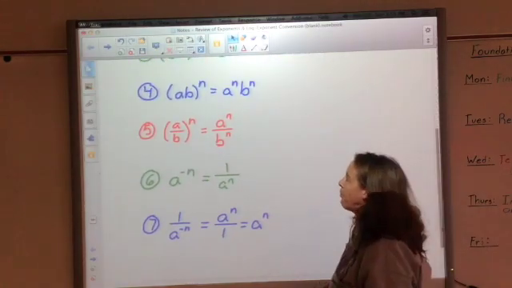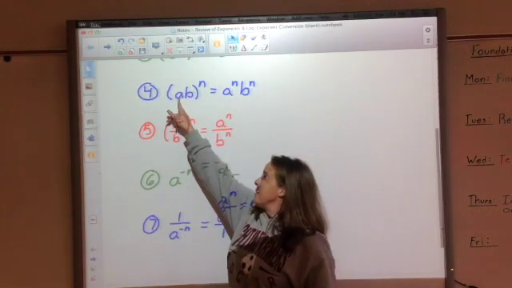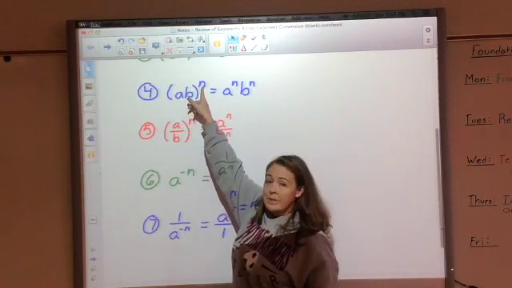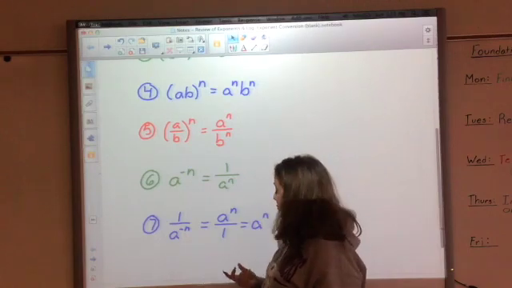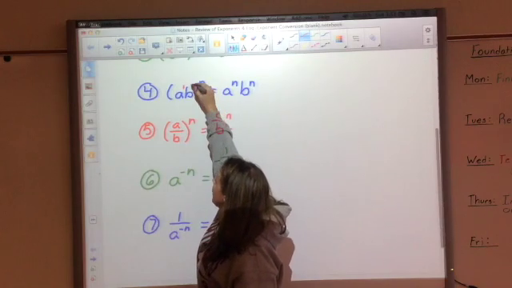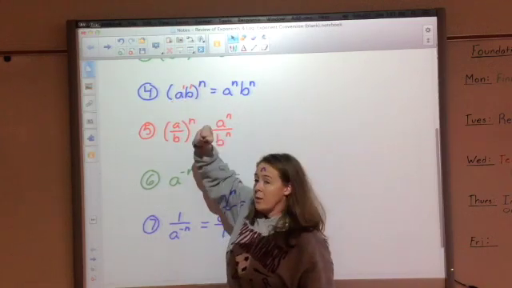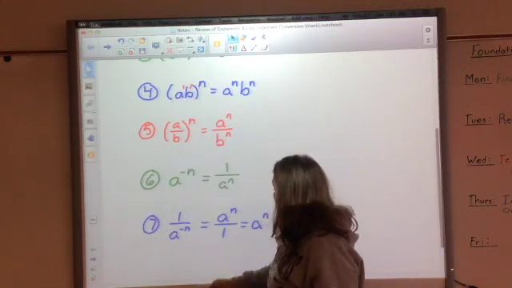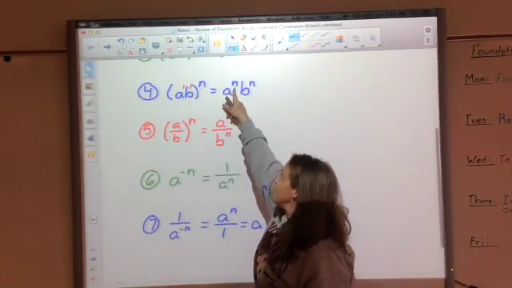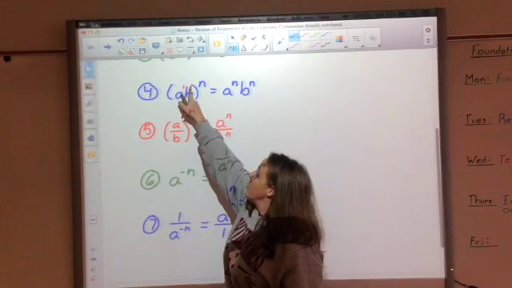To our last 4. This is very similar to a property we've already had, but in this case I have 2 bases inside the parentheses being multiplied together, and both of those bases are being raised to a single exponent. In that case, we're basically distributing the exponent. Right now, this is an understood a to the 1st and b to the 1st. So then we can use that property where we had an exponent inside and an exponent outside, and we multiplied the exponents. Therefore, we would have a to the 1st power times n, which would give us 1 times n is n. Then for our b base, we keep our base as b, but then 1 times n is n.